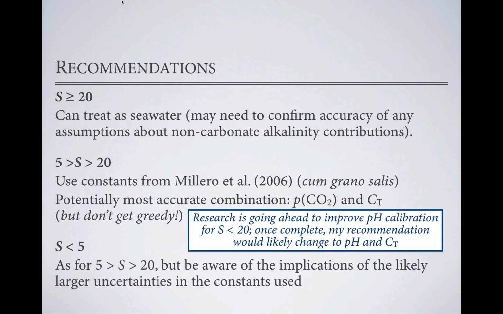For the low salinity end, well, your only choice really is to do it like we did above, but you're going to have larger uncertainties in the constants. Even though Millero extrapolates to an ionic strength of 0, salinity of 0, and even though the numbers at 0 are actually well defined, the numbers at salinities of 1 and 2 are almost certainly quite poorly defined.